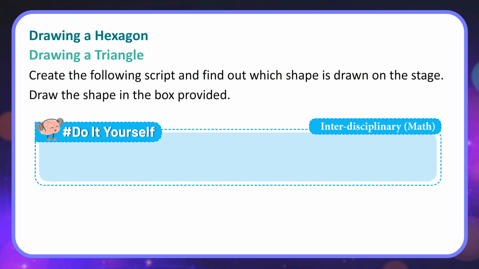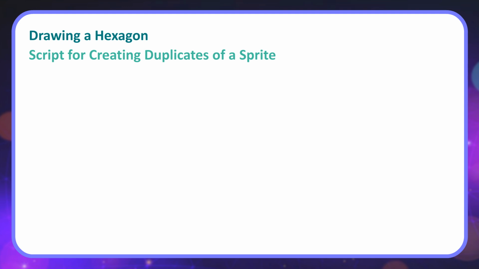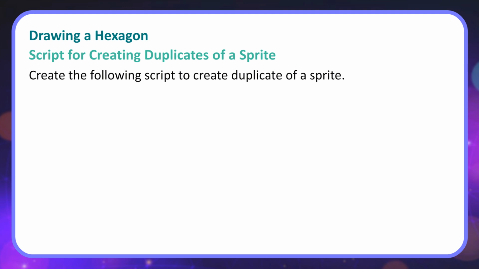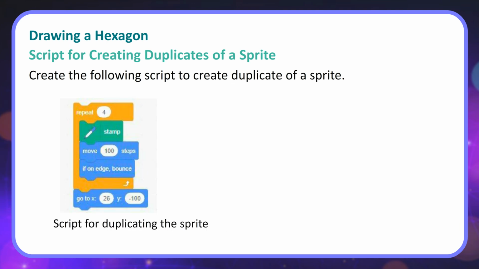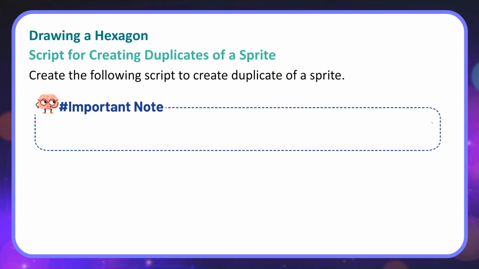Do-it-yourself, interdisciplinary, math. Create a script to draw a square in Scratch. Choose a sprite and backdrop of your choice. Script for creating duplicates of a sprite. Create the following script to create a duplicate of a sprite. Script for duplicating the sprite. Output for duplicating the sprite.